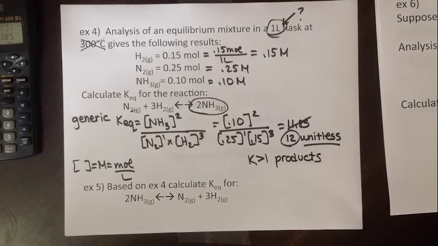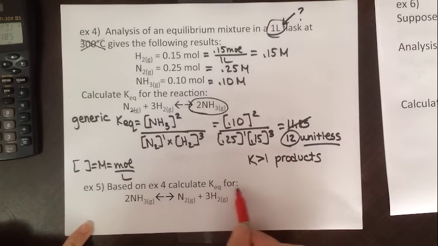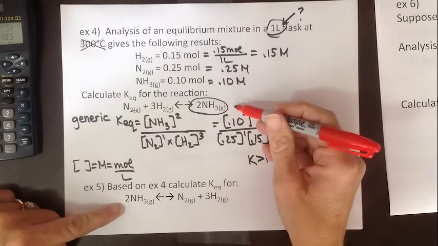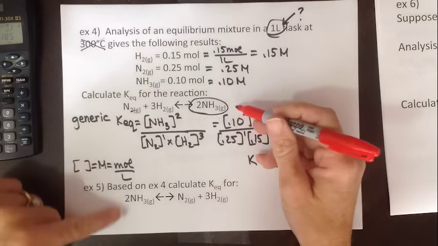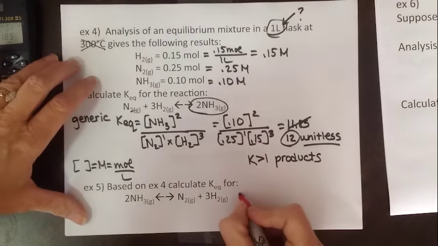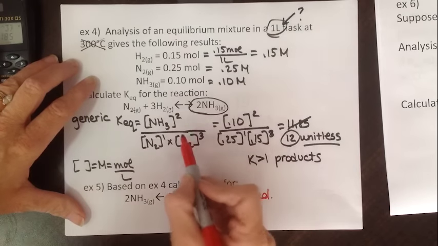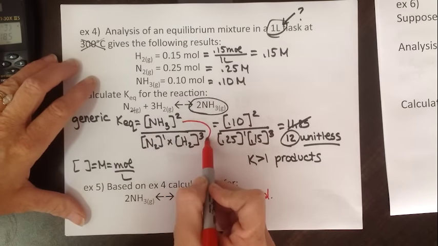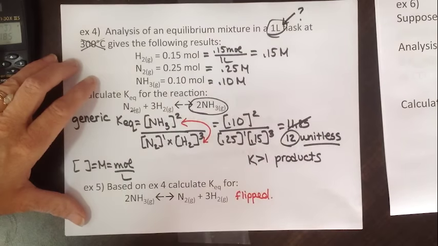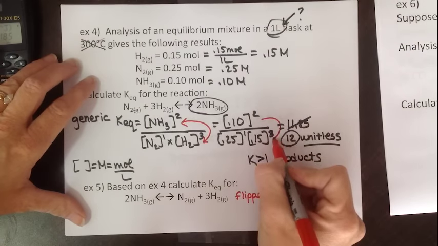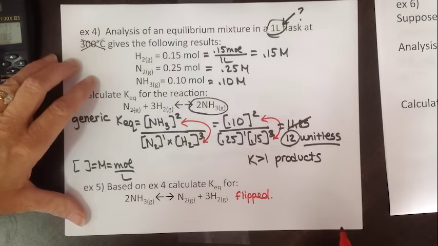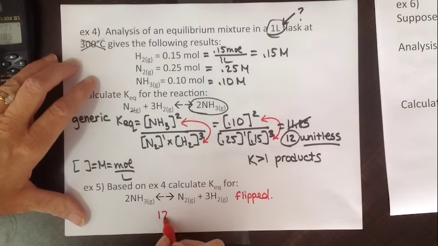Now let's look at the next one. This one says, based on number 4 above, calculate KQ for this. So let's look. I'm looking at the equations, and it looks like they are flipped. The products became the reactants, and the reactants became the products. So instead of being 12, it's going to be 1/12.